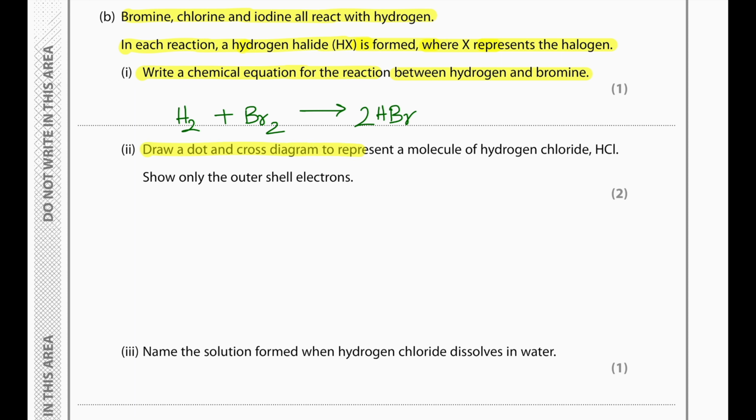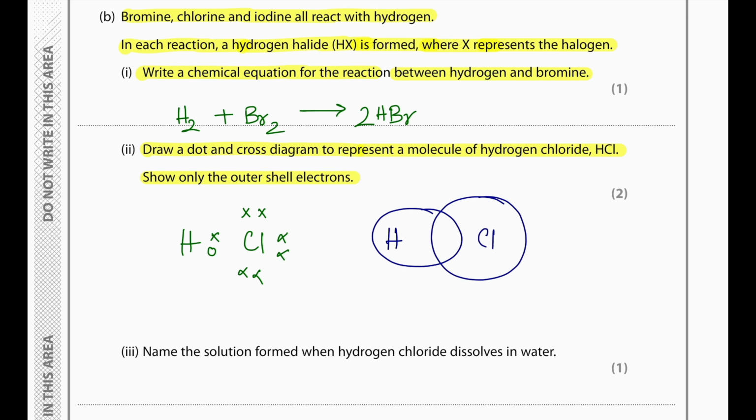Draw a dot and cross diagram to represent the molecule of HCl. Show only the outer shell electrons. So we can do this particular diagram in two different ways. H and Cl, where the Cl is represented with crosses, and one electron is shared with the hydrogen. This is one method. The other method is that we can draw circles. When doing circles, remember the dot and cross has to be shown within the overlap. So both of these diagrams are correct.